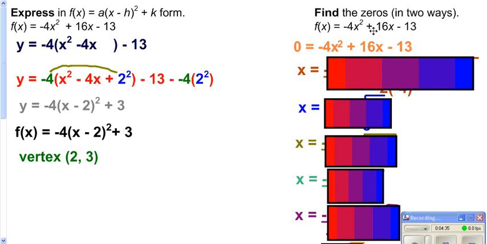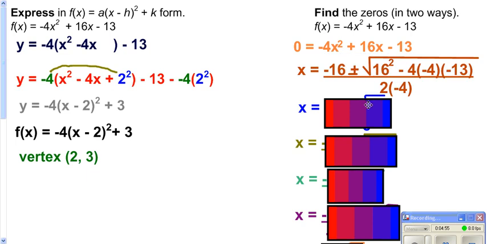Now you need to go ahead and find your zeros. Well, one way to find your zeros of this problem, since it's in standard form, would be using your quadratic formula, which we've done before. A is always in front of your squared term, the negative 4. B is always in front of your term to the first power, which is 16. C is always the one that has no variables.